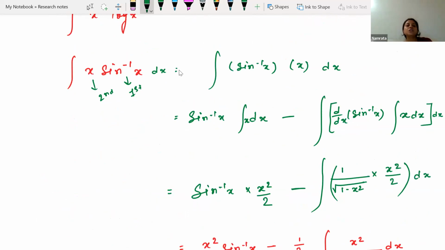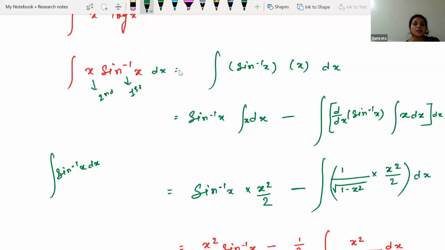Why? Because we know the differentiation of sine inverse x, right? But do you know the integration of sine inverse x? Do you know? 1 upon under root 1 minus x square, yeah, that is the derivative of sine inverse x, no?